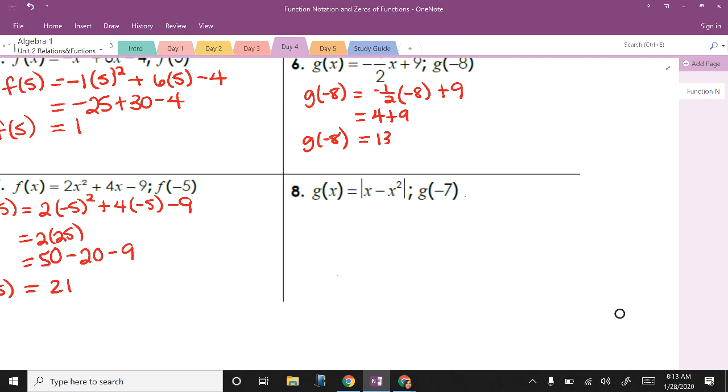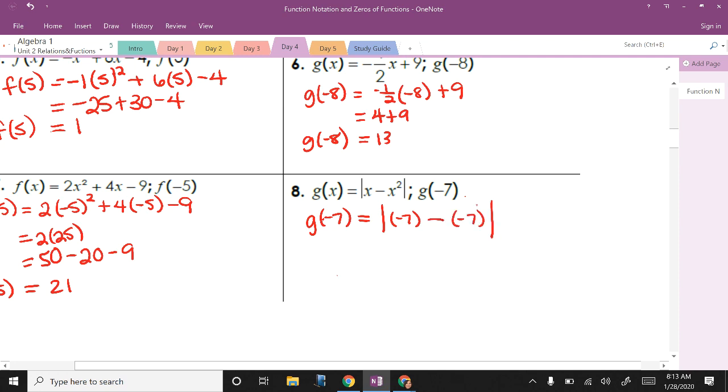What's different about number 8 here? It's got absolute value bars, okay? So what we're going to do is plug in that -7 for those x's, and then evaluate the absolute value bars at the very end. So we're just going to keep them going down the whole time and evaluate them at the very end. So g of -7 equals the absolute value, I'm going to use parentheses so I don't mess up my signs, minus -7 squared.